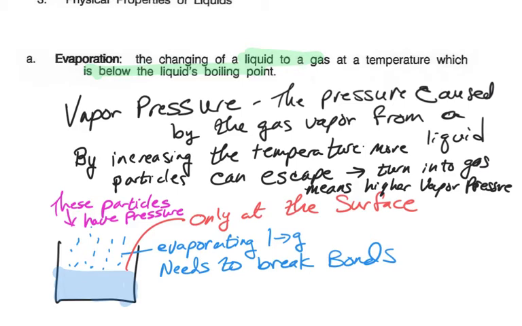Okay? Why do the particles escape more if it's hotter? You guys have probably seen this at home, right? So if you take a glass of water and you put it in your fridge, and a same size glass of water and you put it in your window so it's nice and warm, which one's going to evaporate first? The hot one will, right?